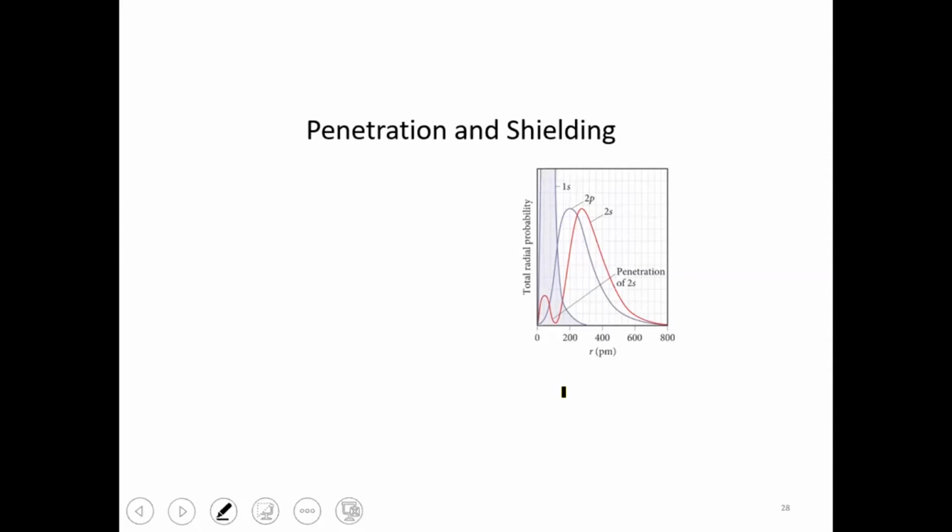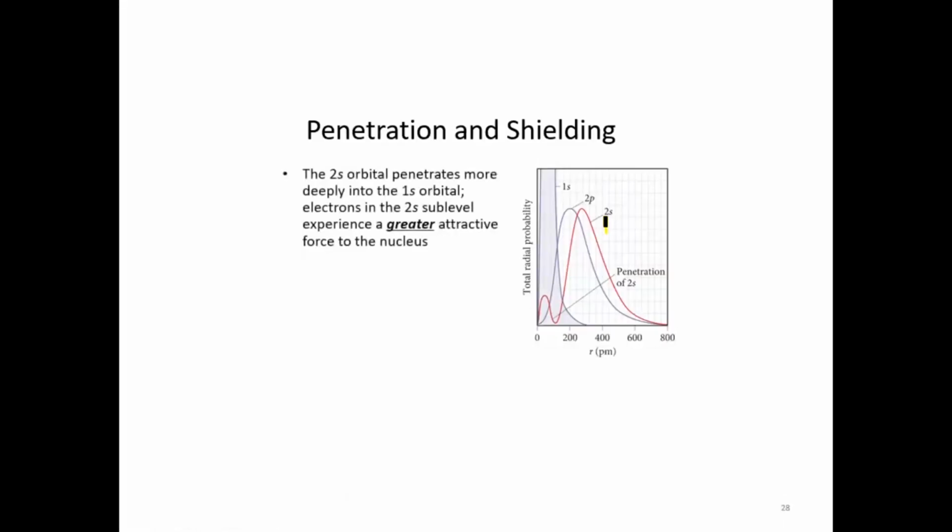Next comes the 2p. Notice that, calculation-wise, the 2p orbital has a region of high density that is closer to the nucleus than the main region of density of the 2s orbital. You can see it there, right? But notice that the 2s orbital has the capability of penetrating. It can penetrate into the region that is currently taken up by the 1s orbital.